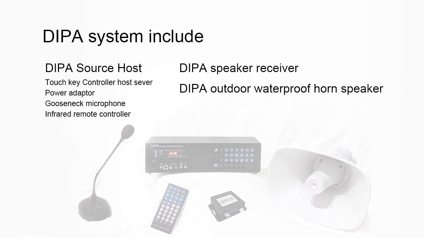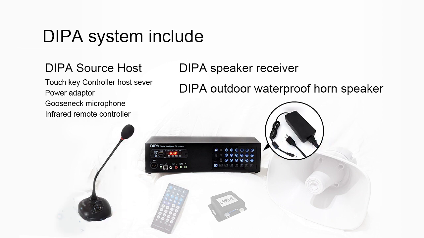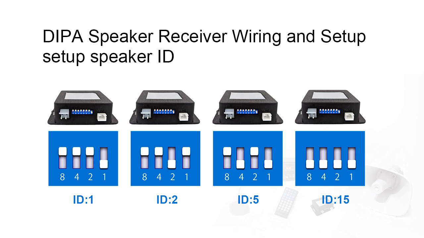The DIPA system is mainly composed of the audio source end and the speaker receiver. The audio source end includes a multimedia input touchscreen host server, power supply, optional gooseneck microphone, infrared remote controller. The speaker receiver end provides an indoor receiver that can be connected to a speaker, and provides an outdoor IP66 waterproof horn speaker. It is very simple to set up the whole DIPA system.